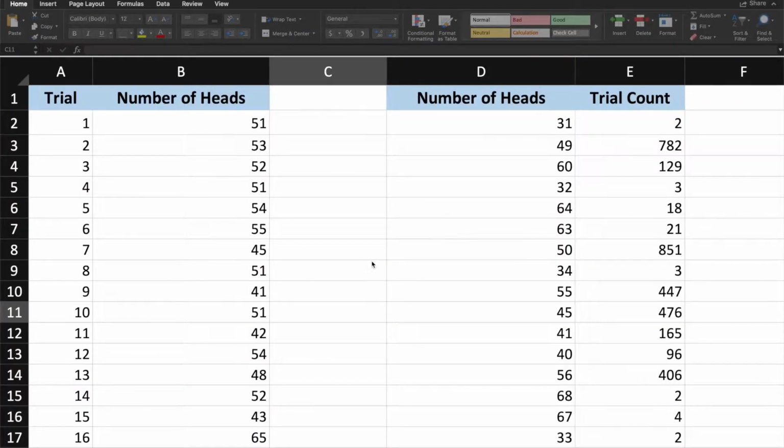Okay, so very quickly here, I'm going to show you that coin flipping simulation I did with my computer just to help solidify your understanding of all this stuff.